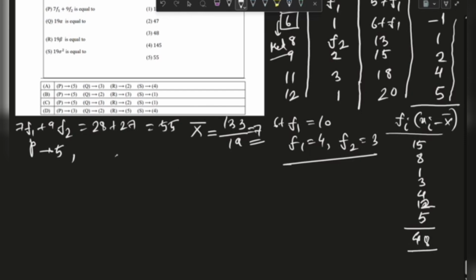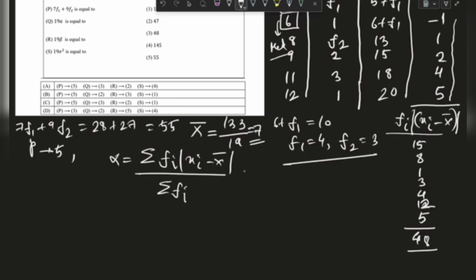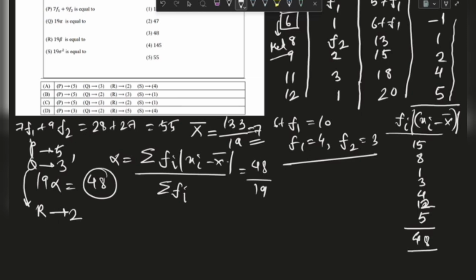So basically what we need is alpha, which is sigma fi of xi minus x bar. Okay, this is actually the mod of xi minus x bar, as I have not taken the negative signs, divided by sigma fi. So this is basically 48 by 19. And now what we are required to find is 19 alpha, which comes out to be 48. So q comes out to be 3. So basically we are shortened down, and if you look at A and C, you will actually have r as 2, so you don't need to calculate that.